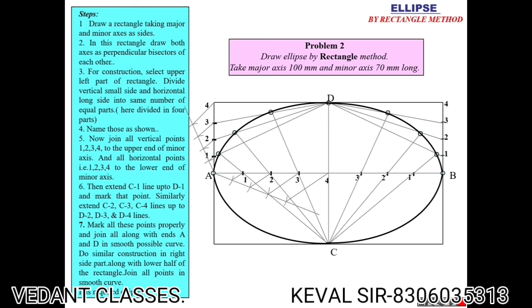Okay, so this is how you can draw the ellipse by the rectangle method. So that's it from this lecture. Thank you so much.